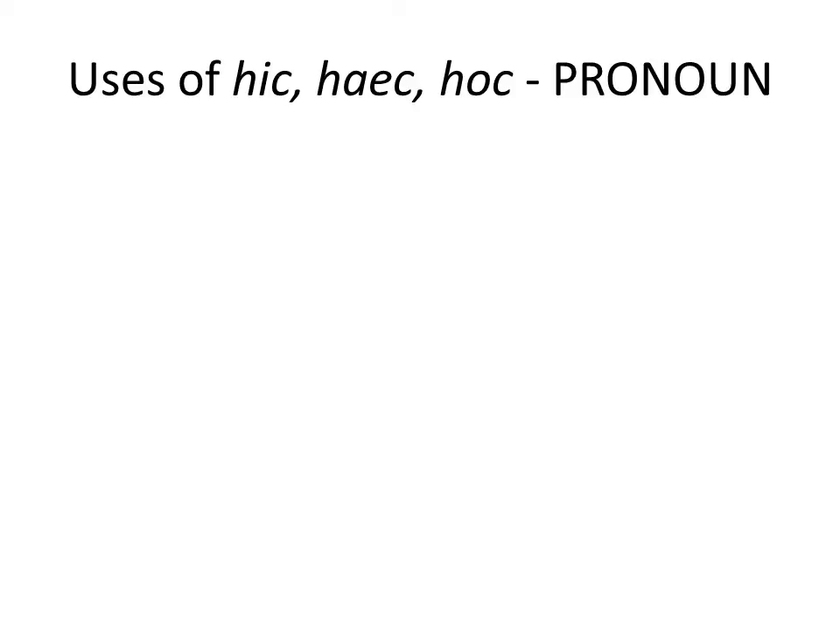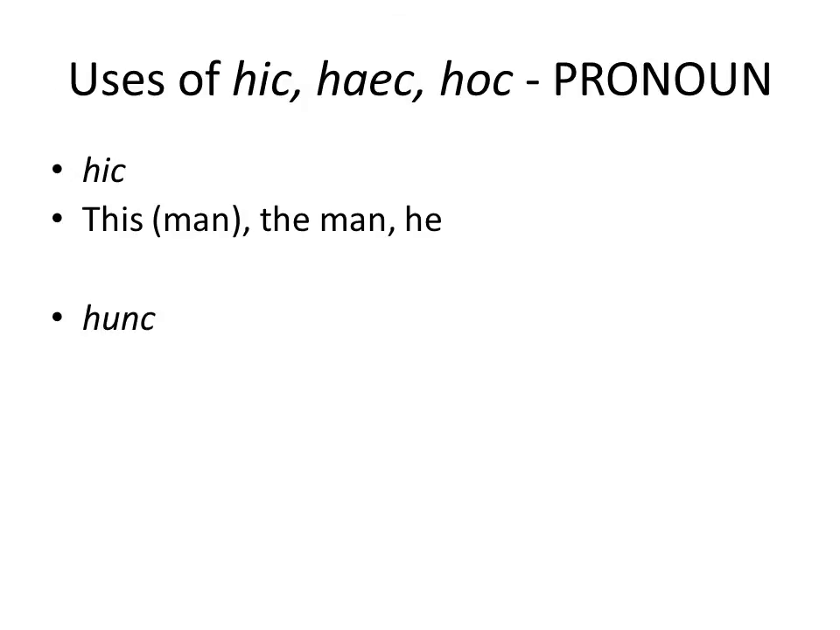How about as a pronoun? We know that the function of a pronoun is to stand in the place of a noun. So unlike an adjective where there's a noun and adjective combo, pronouns are just on their own. So we would just see maybe hic. It could mean this man or the man or just he. It could really mean any of those. Hunc, that's masculine and accusative and singular. So it would be this understood again man or him or etc. But as a direct object, obviously, because it's accusative.